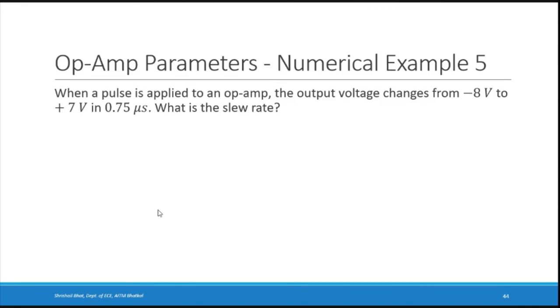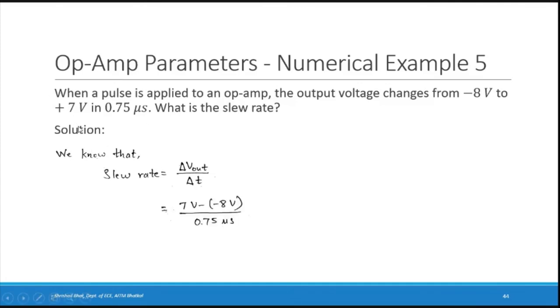So what is the change in the voltage? It is plus Vmax minus of minus Vmax. Plus Vmax is the positive value, that is plus 7, minus of minus 8. That is the change in the voltage. Change in the time is 0.75 microseconds. So slew rate is delta V out by delta T. Delta V out is 7 volts minus of minus 8 volts. Delta T is 0.75 microseconds.